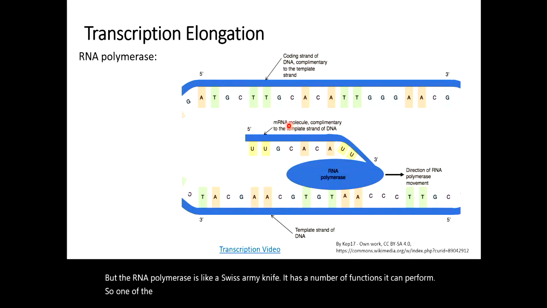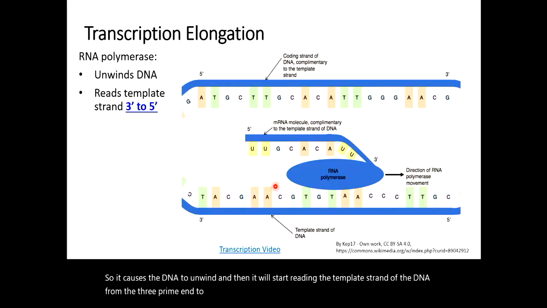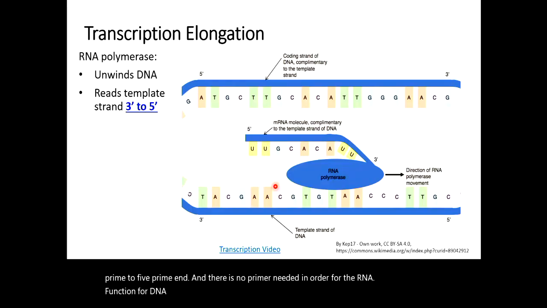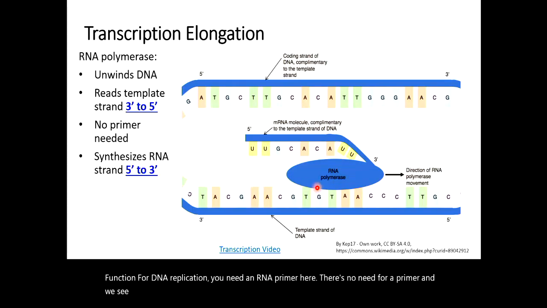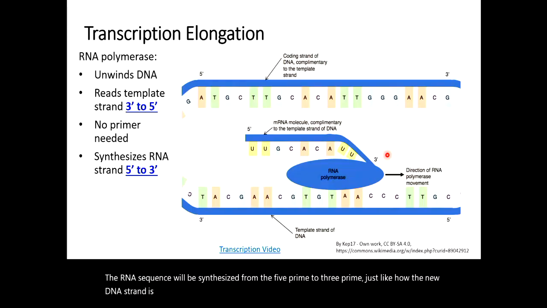One of the first things RNA polymerase does is cause the DNA to unwind, and then it will start reading the template strand of the DNA from the 3' end to the 5' end. There is no primer needed in order for the RNA polymerase to function. For DNA replication, you need an RNA primer. Here there's no need for a primer, and the RNA sequence will be synthesized from the 5' to 3' end, just like how the new DNA strand is synthesized from 5' to 3' end.